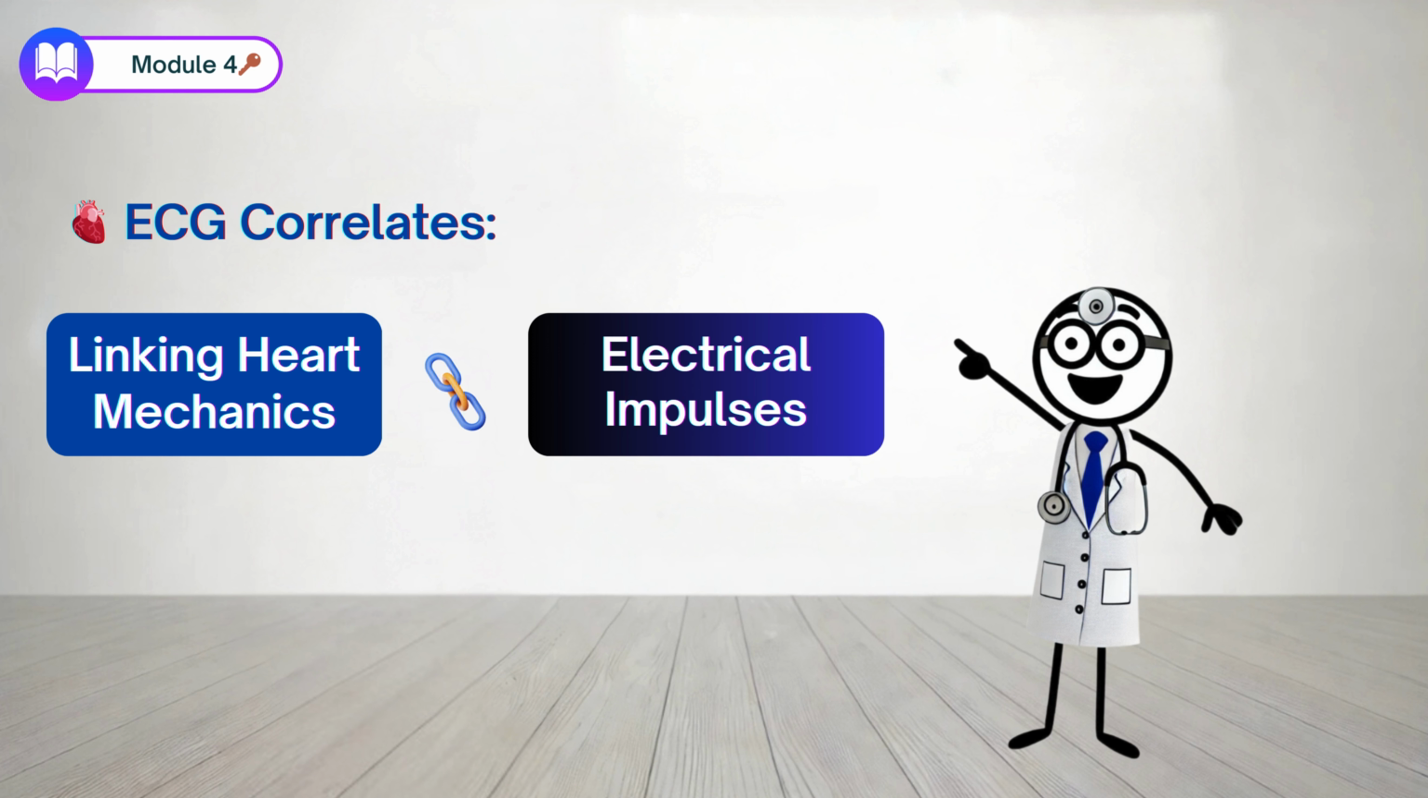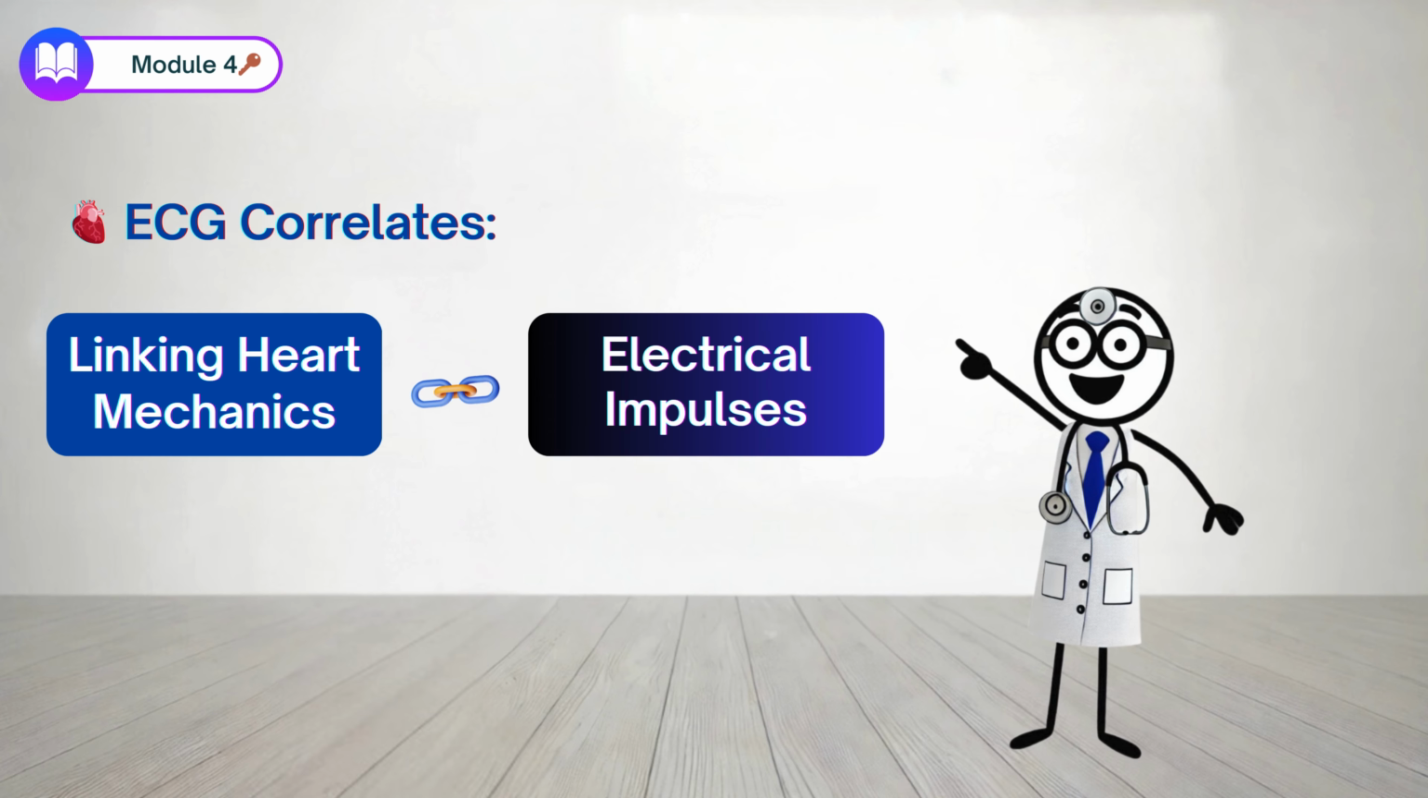Each part of the ECG shows us not just electricity, but a physical movement. Blood being pushed, chambers contracting, or muscles relaxing. Today, we are going to link each mechanical event to its matching electrical signal on the ECG step by step.